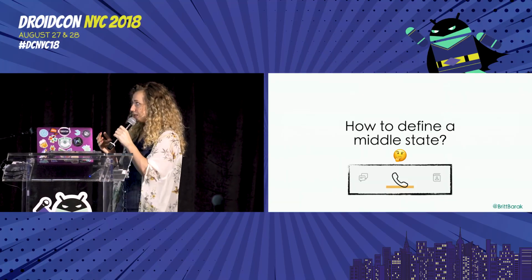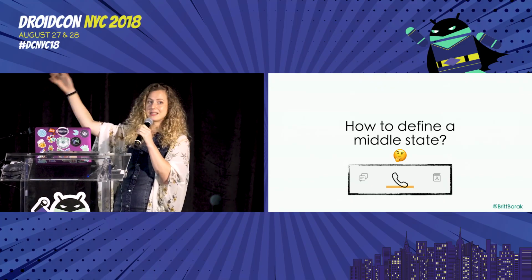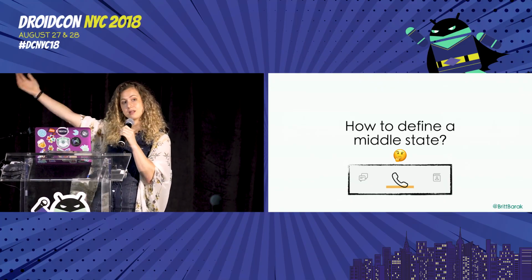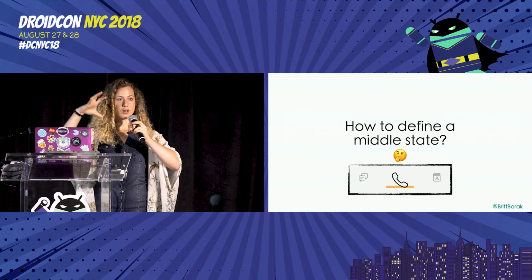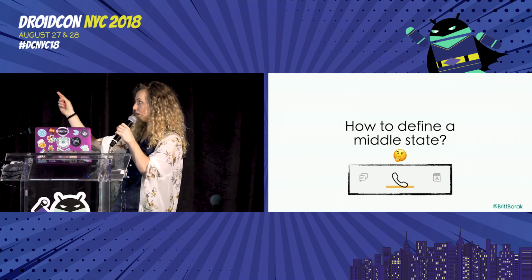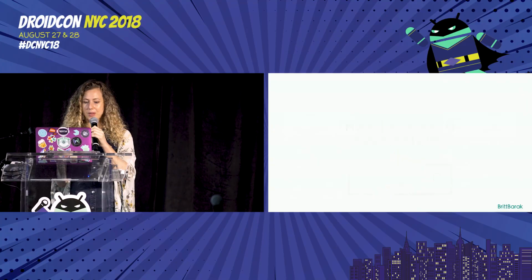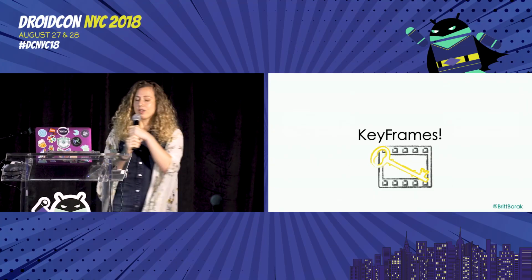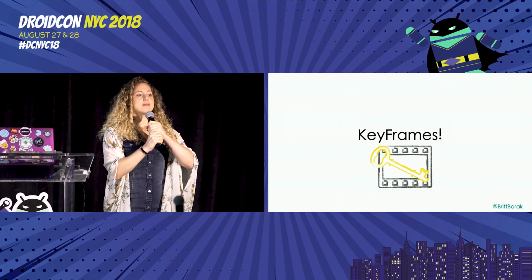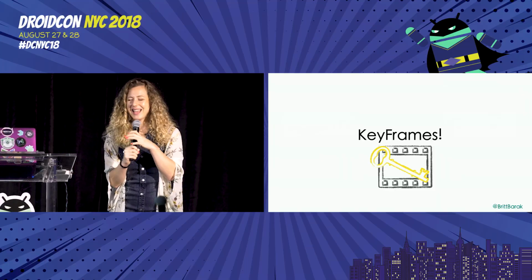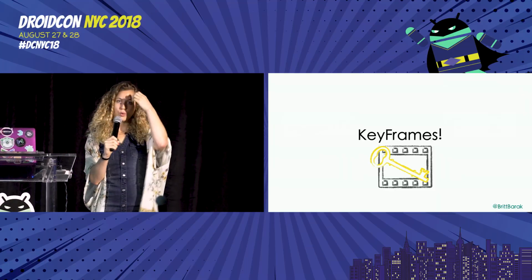What I want in the middle state basically is to create this type of layout, where the middle icon is larger and the color, I don't know if you can see the color, is yellow. How do I do that? For that, we can use something that is called keyframes. And keyframes are really, really cool.